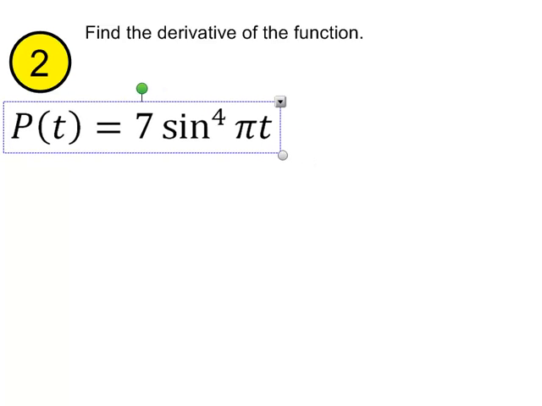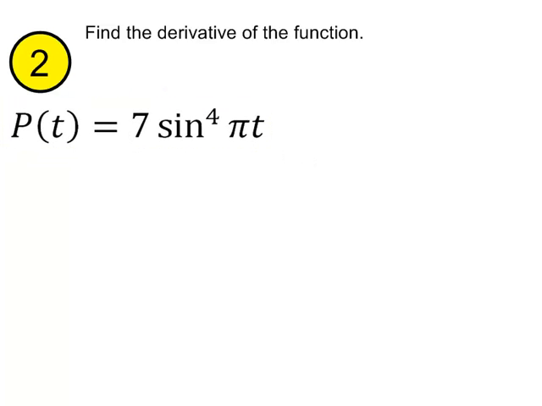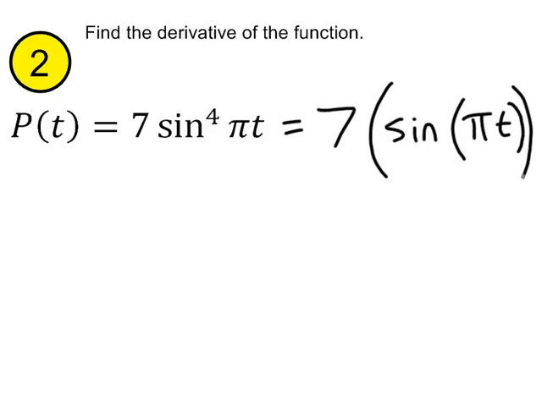So let's help ourselves by rewriting this. Again, no calculus yet. Let's just rewrite this as 7, and even though it's typical on paper to write sine to the 4th power of pi t, let's write it in this way: sine of pi t, all in parentheses, raised to the 4th power. Even though this is not the more conventional way to write it, it's a lot easier to see how the chain rule is going to fit in here.